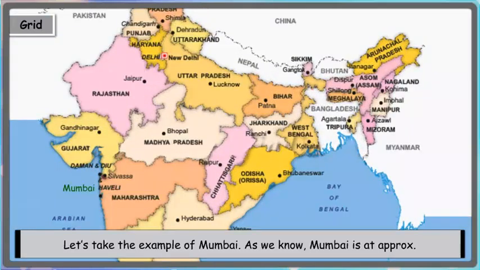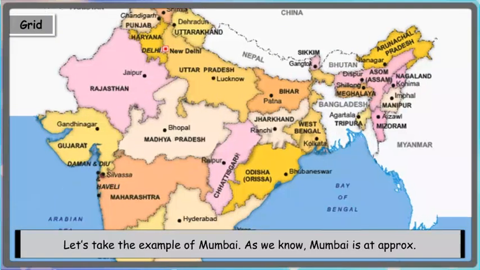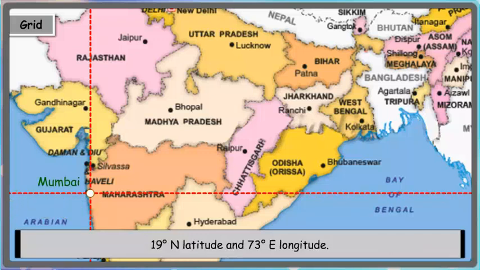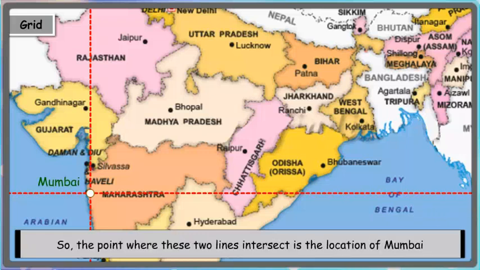Let's take the example of Mumbai. As we know, Mumbai is at approximately 19 degree north latitude and 73 degree east longitude. So, the point where these two lines intersect is the location of Mumbai.